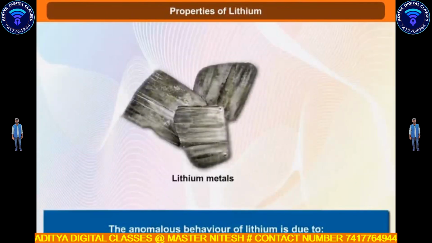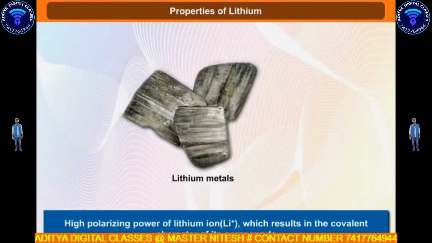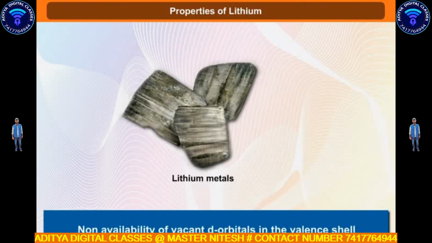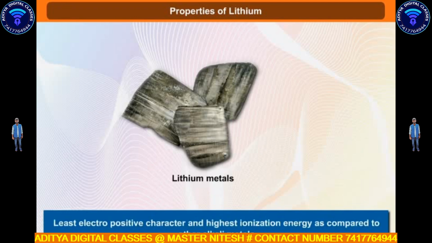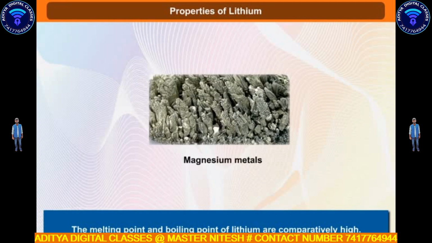The anomalous behavior of lithium is due to the extremely small size of its atom and ion, high polarizing power of lithium ion, which results in the covalent character of its compounds, non-availability of vacant d orbitals in the valence shell, least electropositive character, and highest ionization energy as compared to other alkali metals. The melting point and boiling point of lithium are comparatively high. Lithium is much harder than other alkali metals.